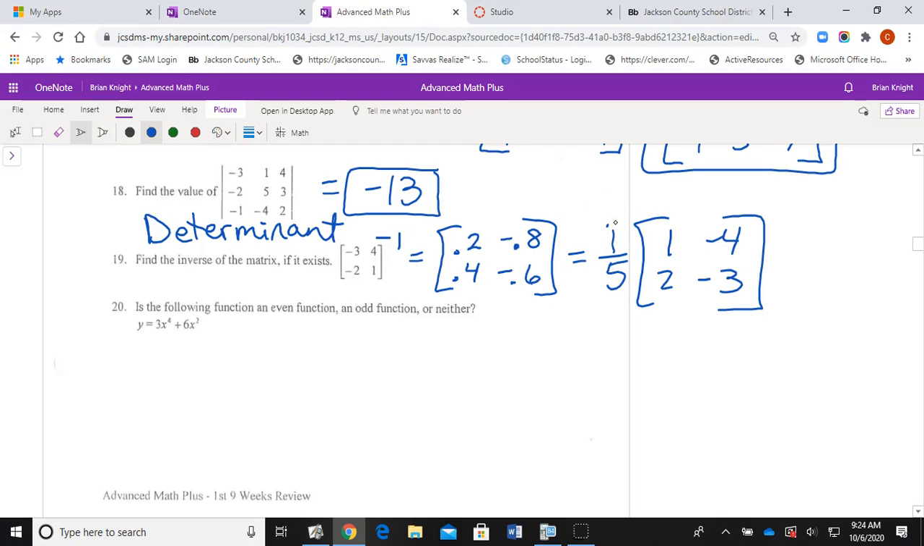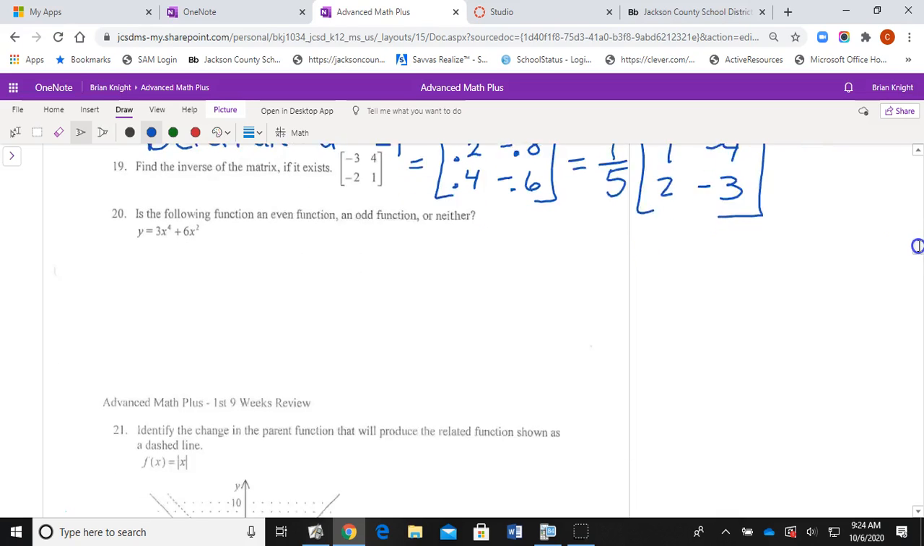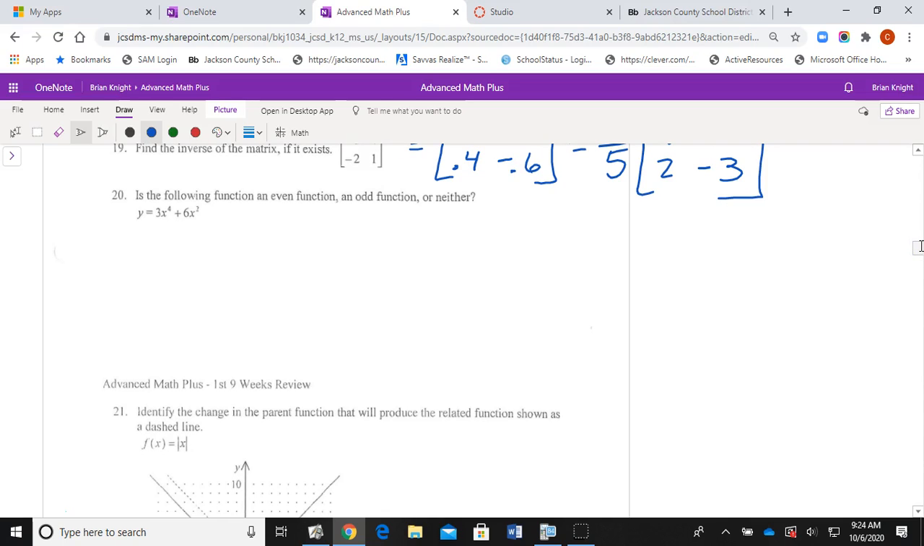Multiply it by everything in the matrix. Okay? That will give you this. Everybody good? Okay? All right, 20. Whew. That was good. Took a good long time.